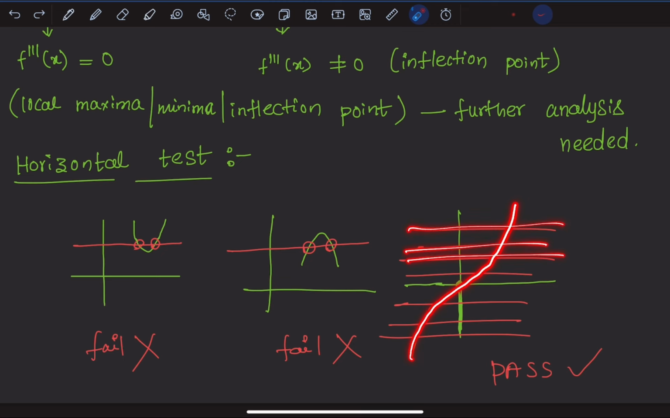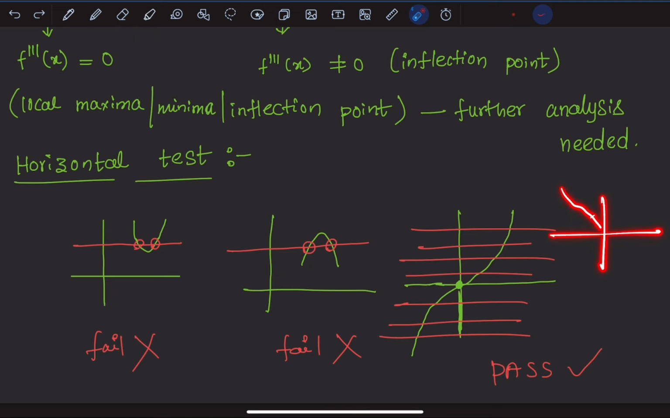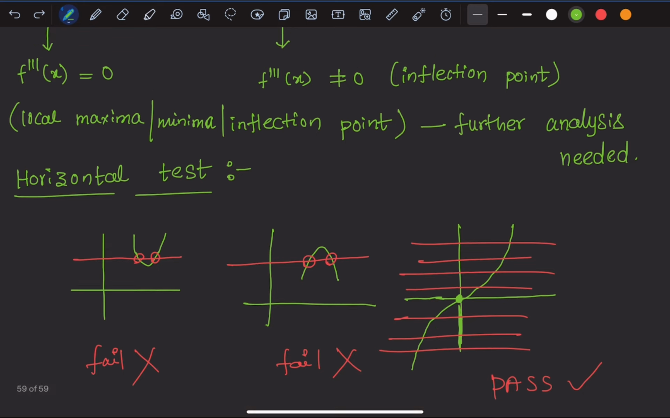Then your horizontal test passes at all the points on the function. Even in the case when your function is constantly decreasing, something like this, your horizontal test passes all the time. So from this discussion, you can conclude that all monotonically increasing and decreasing functions are one-one functions, and the functions which have a local maxima will never be one-one functions, and similarly the functions which have a local minima will never be one-one functions.